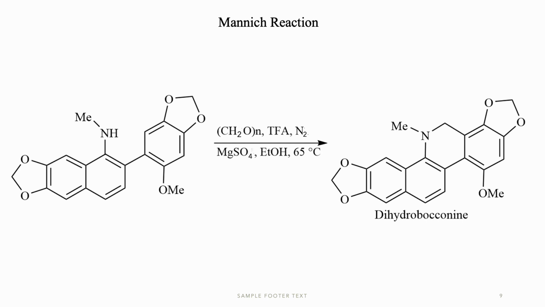Here we are forming a ring between the amide and this ring here. This reaction occurs under a nitrogen atmosphere rather than oxygen to prevent oxidation of the amine to an aminium. Under the oxygen atmosphere, bocconine would be produced instead.